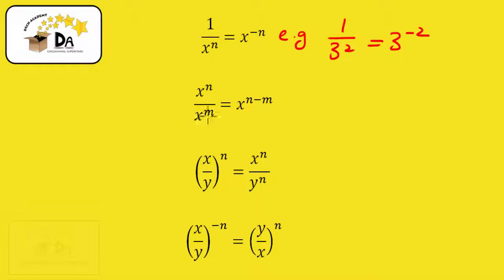x to the n over x to the m. Notice that the numerator and denominator have the same base. Is equal to x to the n minus m. So let me just put a bracket here. For example, 7 to the 2 divided by 7 to the power of 1 is equal to 7 to the power of 2 minus 1, which is 7 to the power of 1.